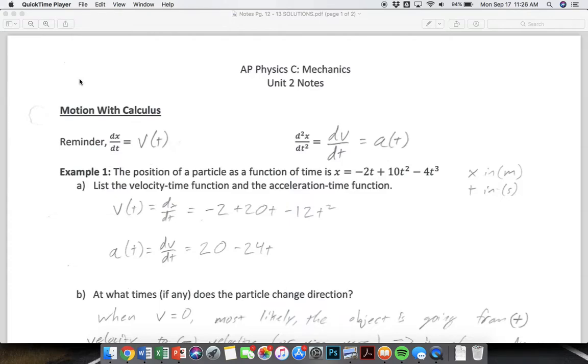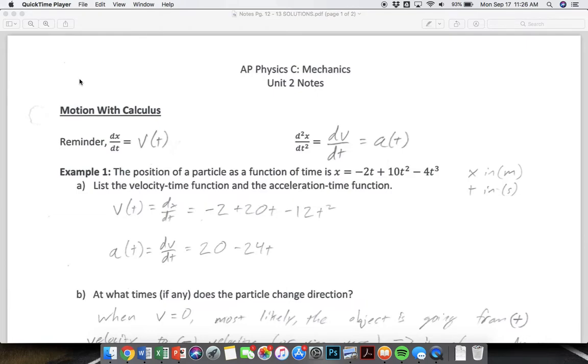All right, AP Physics C. So we've already discussed a little bit about using calculus in physics. I wanted to finish these notes with you. We talked about how when given a position function as a function of time, we can take the first derivative with respect to time to get our velocity function, and we can take the derivative of that to get the acceleration function. So that's what we've done in this example.